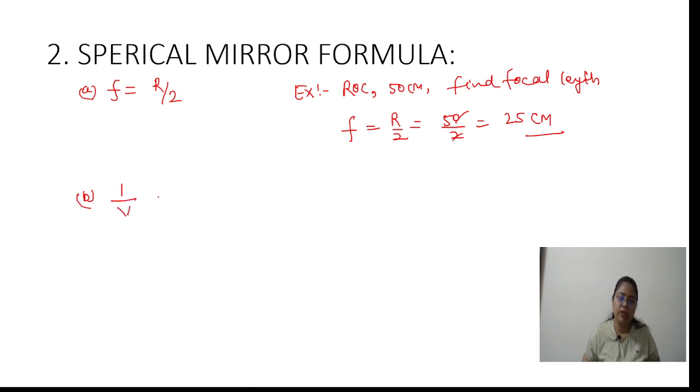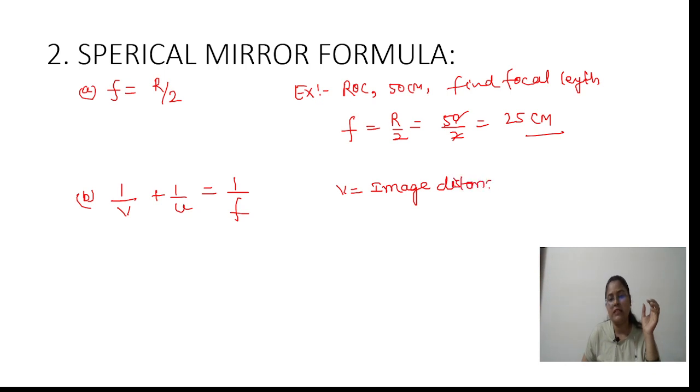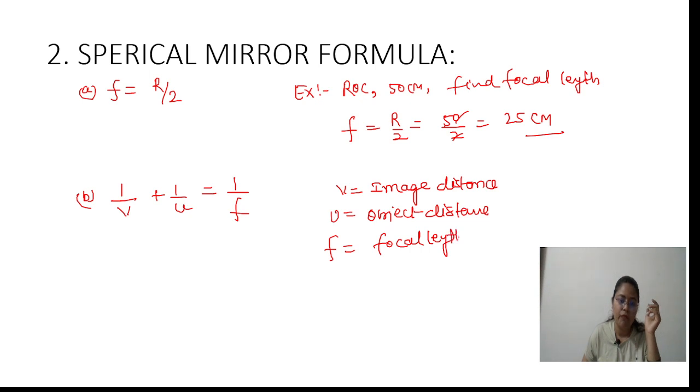Similarly, after that, what is the spherical mirror formula? It is 1 upon v plus 1 upon u is equal to 1 upon f. So what is v? v is the image distance from the pole, and u is the object distance from the pole. And what is f? f is the focal length.